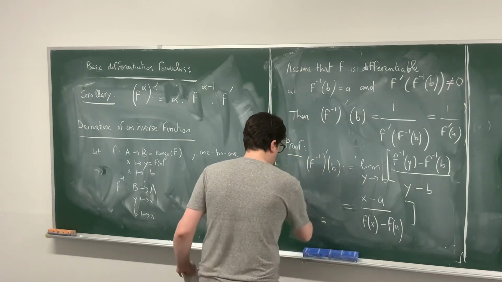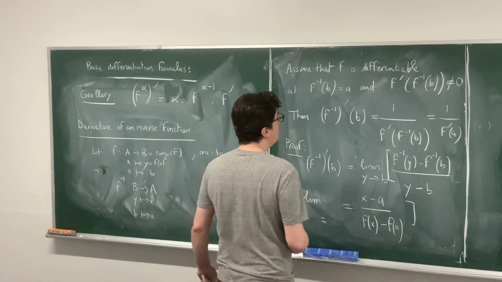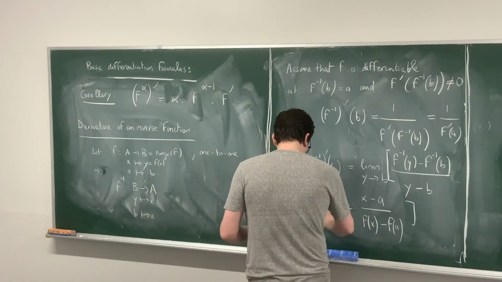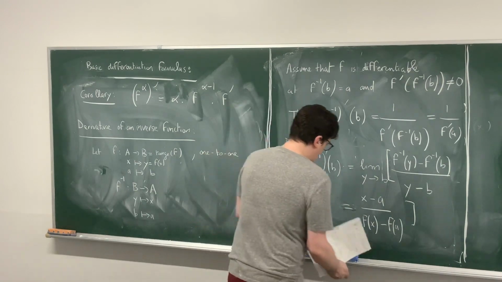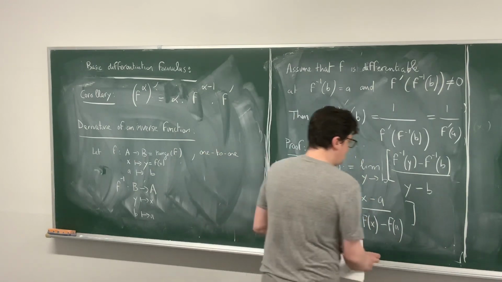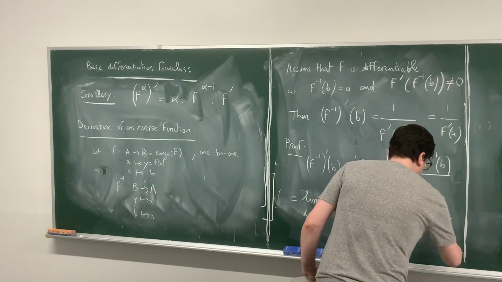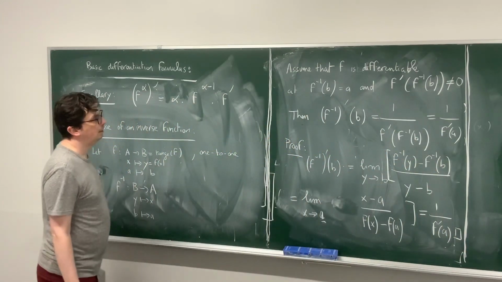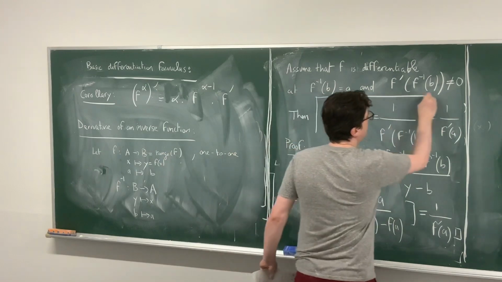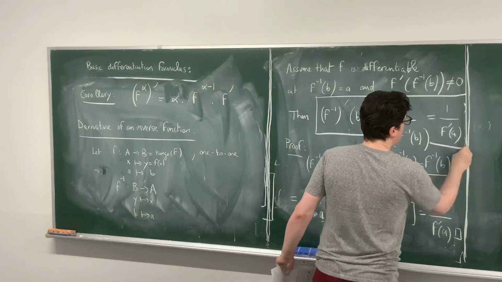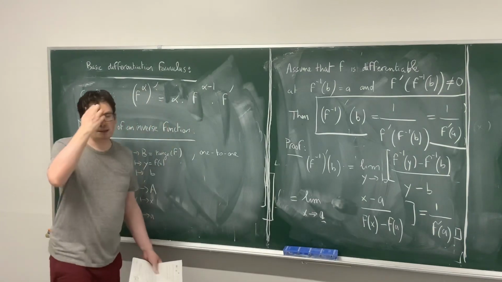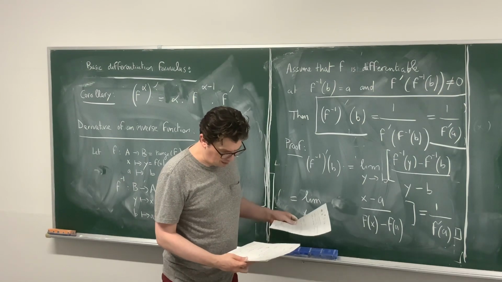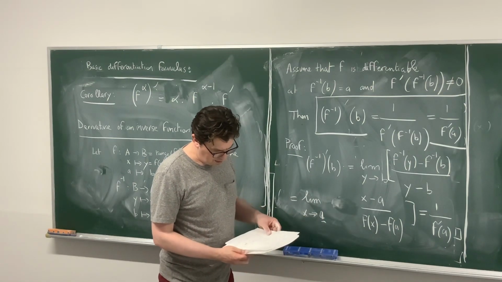So, sorry, I'm going to rewrite here. This is the same because y is basically f(x). This is the same as studying the limit when x goes to a of this. Okay, and this is indeed 1 over f′(a), which proves the formula. With this formula, you will be able to calculate the derivative of all inverse trigonometric functions. So it can be quite useful.